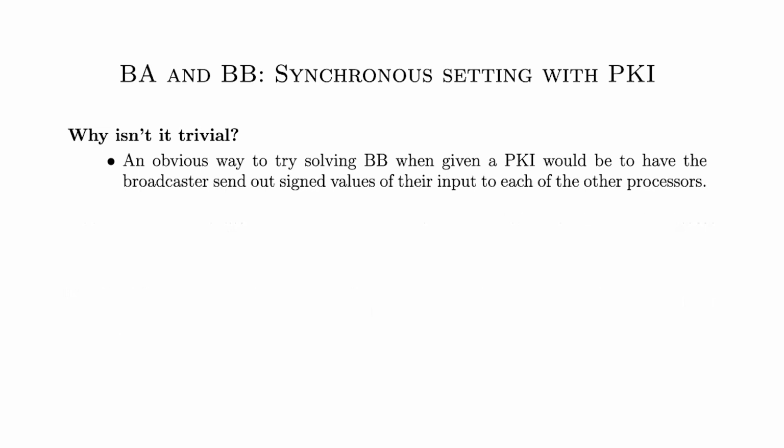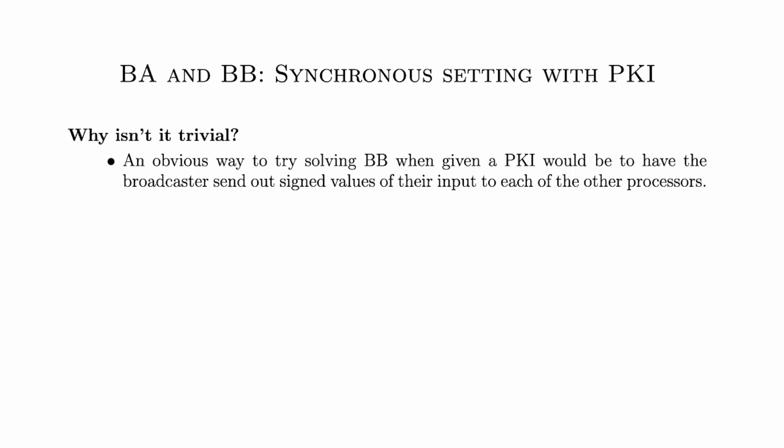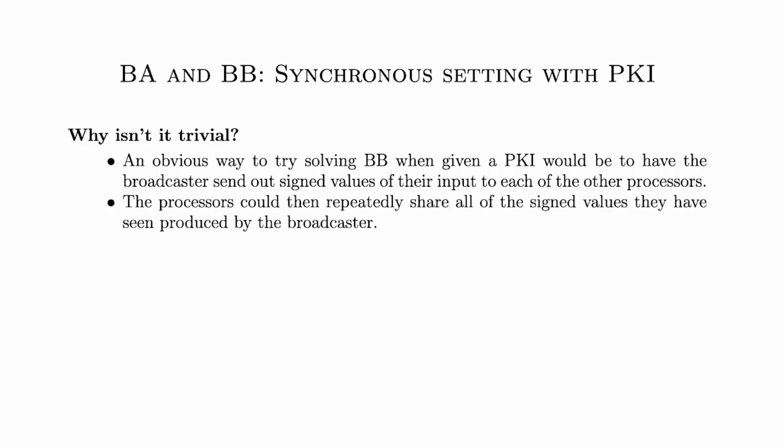Before we talk through the proof, maybe it's worth thinking about why it isn't trivial. We talked about why Byzantine agreement wasn't trivial before, with the majority of votes, but now we're talking about Byzantine broadcast, and now we've also got a PKI, so it's worth thinking about it again a little bit. What might be an obvious way to proceed? Remember, you've got one processor, the broadcaster, and we're trying to get everybody to agree on his value if he's honest. An obvious thing to do would be to have the broadcaster send out signed versions of their input to all the other processors at the beginning. Obviously if they're honest, they'll send everybody the same signed value. If they're dishonest, they might be sending different people different things. So we'll start off like that. Then the processors could just repeatedly share all the signed values they've seen produced by the broadcaster.